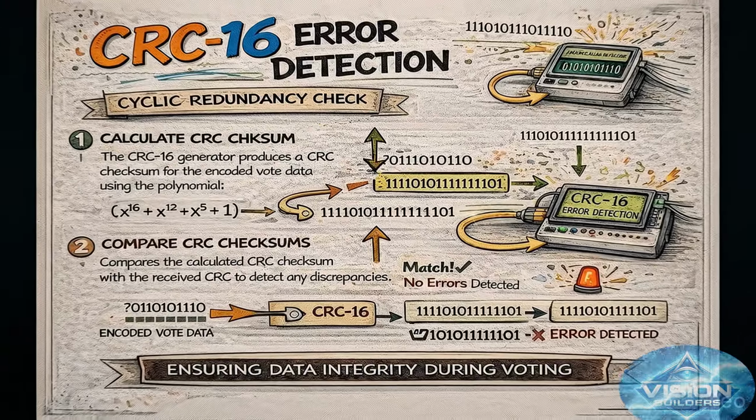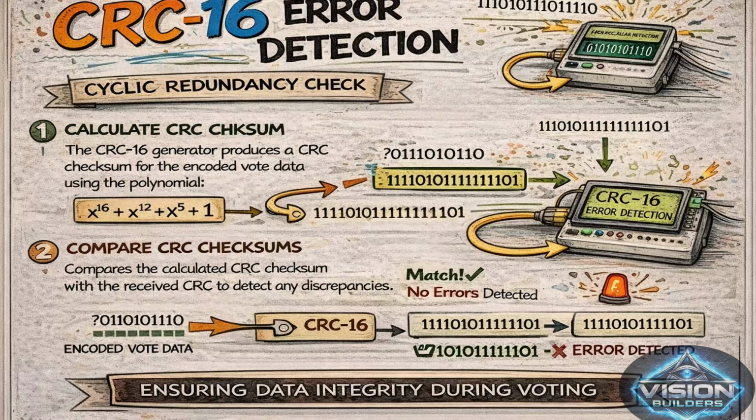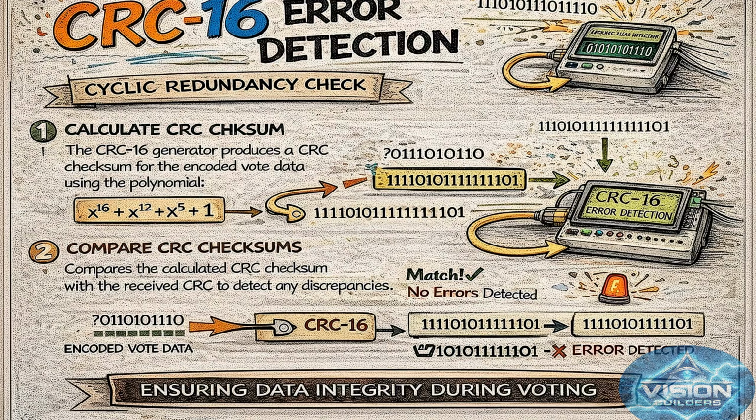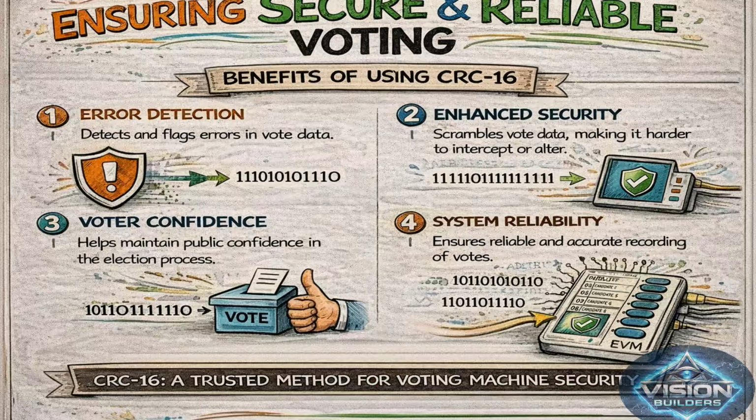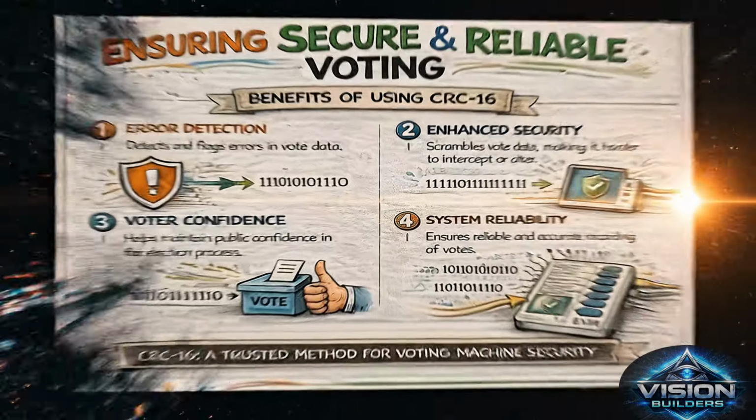CRC16 provides multiple benefits for electronic voting systems. It detects and flags errors in vote data, ensuring accuracy. It enhances security by making data harder to intercept or alter. It also improves voter confidence by maintaining trust in the system. Finally, it ensures reliable and accurate recording of votes.